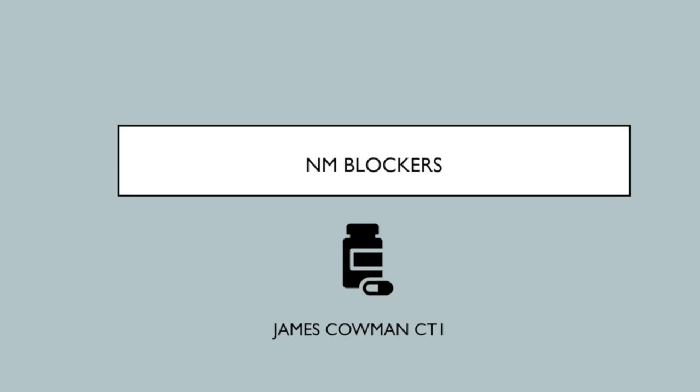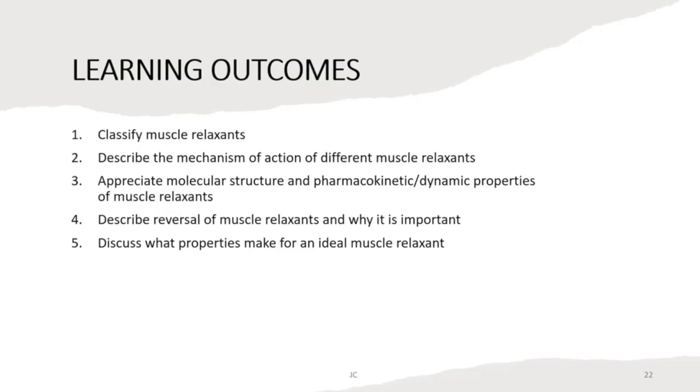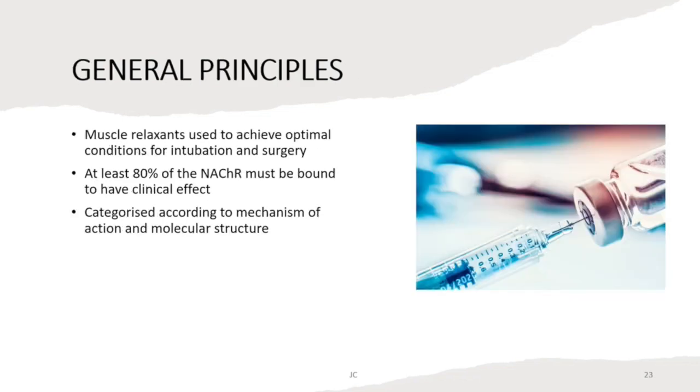So muscle relaxants are neuromuscular blockers. So these are the things that I'm going to talk about very briefly. We'll classify muscle relaxants. We'll talk about the mechanism of action, molecular structure, pharmacokinetic and pharmacodynamic properties. Talk a bit about reversal, and we'll talk about some of the properties that make for an ideal muscle relaxant.